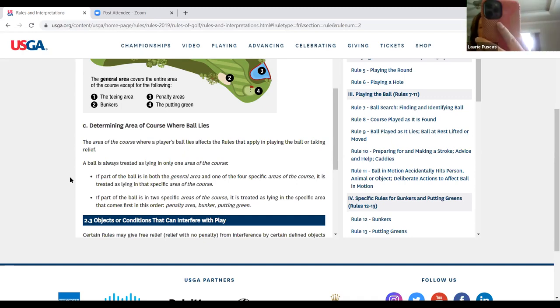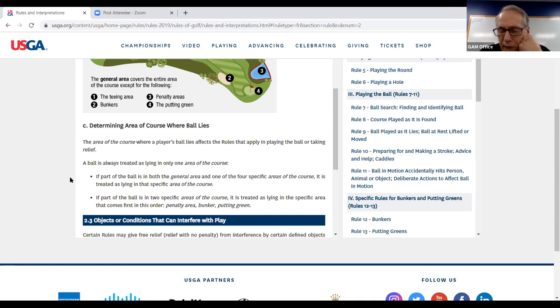We got another picture, or I'm standing on top of it. And then is water all next to that cart path? The cart path is water? Yes, it goes down into the water there. So that's all painted red. So everywhere from the top of the curb to the water is considered penalty area.